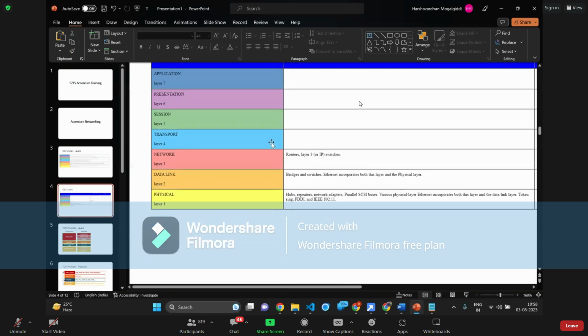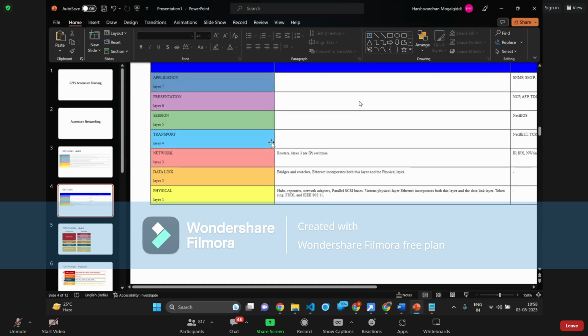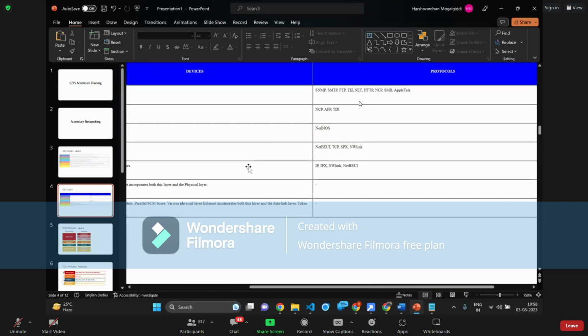Different devices in the OSI layers: at the physical layer we have hubs, repeaters, network adapters, parallel SCSI buses. Data link layer devices are bridges and switches. Switches here are layer 2 switches; layer 3 switches are different. Ethernet incorporates this layer and the physical layer. Network layer devices include routers, layer 3 switches, or IP switches.